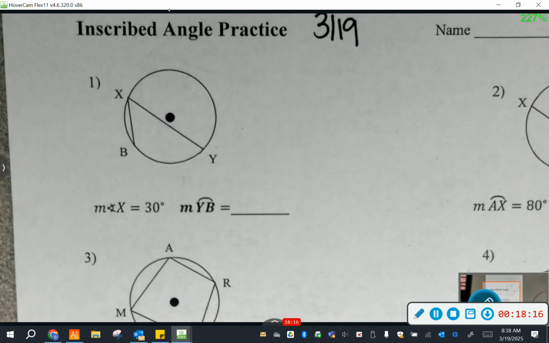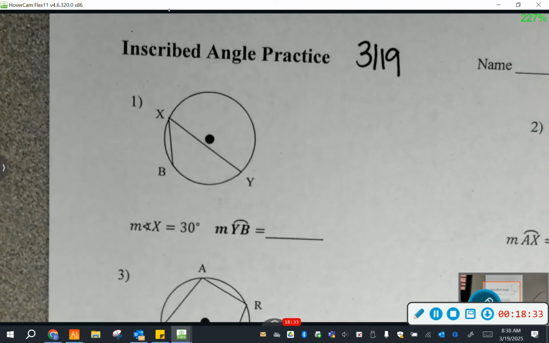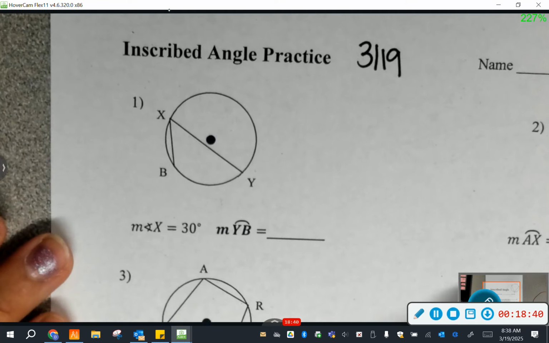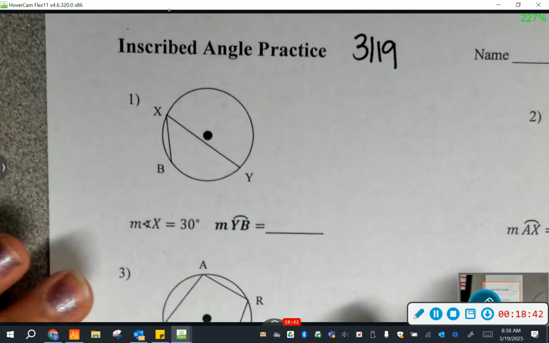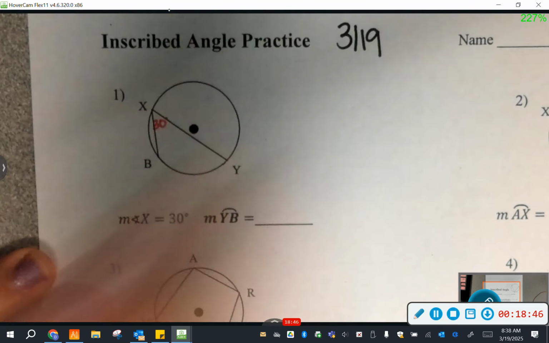All right. I'm going to do the odd numbers with you. So I need you to look up, please. Y'all ready? Look up. You're about to have a bunch of time to yourself. Just give me 3 more minutes. Angle X is 30. Everybody put a 30 on X.